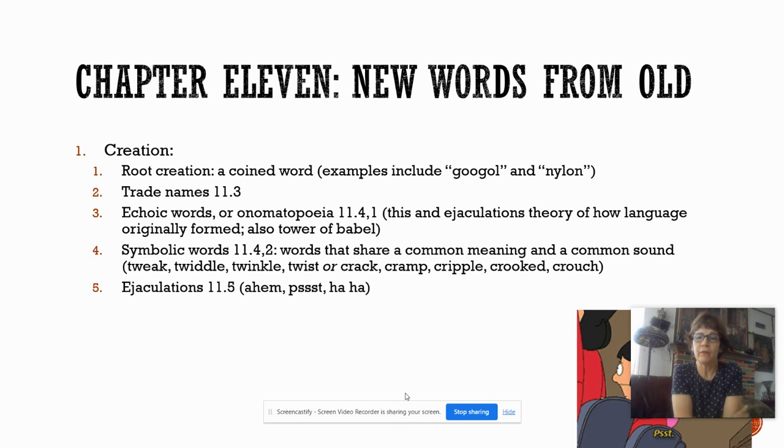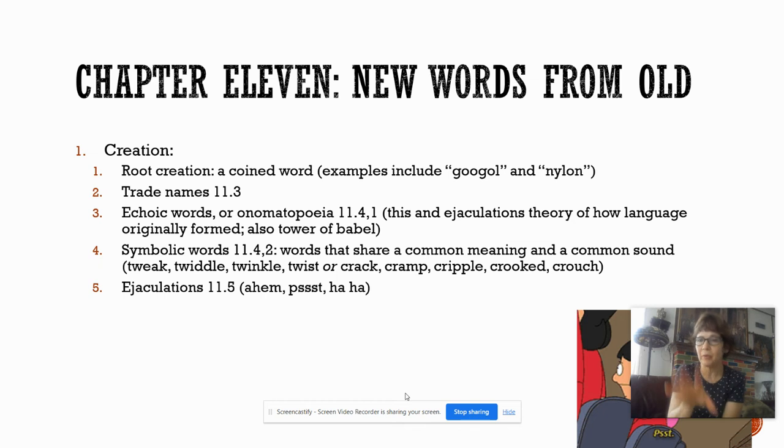There are really very few what we call root creations in the English language. A root creation is a word created just out of nothing, out of nowhere. Most words have some connection, some etymology, some reason. Exceptions that are true root creations, again, are rare. But one of them is the term Google.